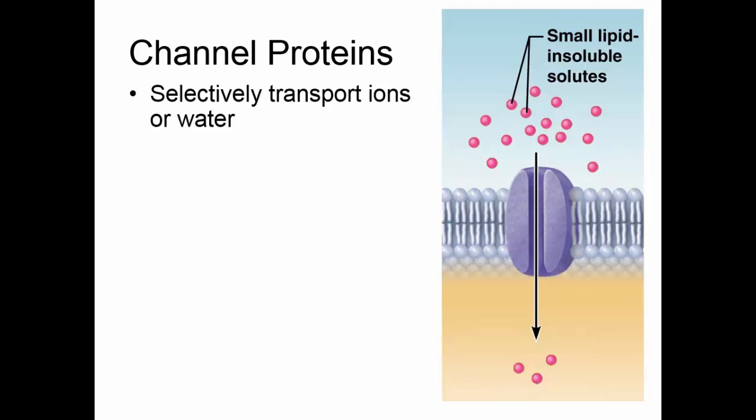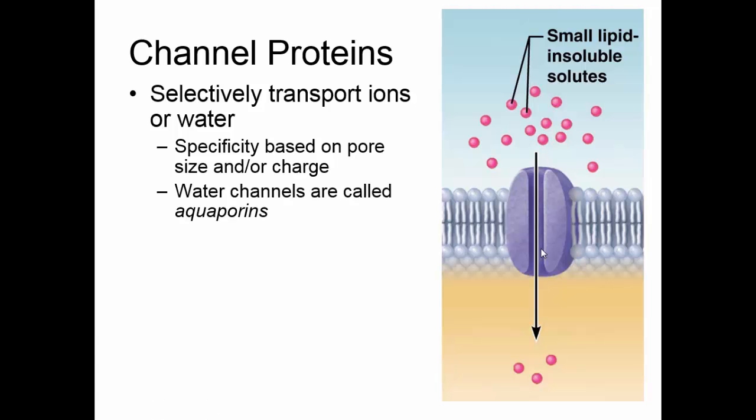Channel proteins will selectively transport certain ions or water. Here we have specificity that's based on the size of the pore, the little hole in the membrane, or on the charge of this membrane. So if this is positively charged, negative ions would go through. If this were negatively charged, positive ions would go through. Water channels are distributed all over the cell membrane because water can move freely back and forth between the intracellular and extracellular fluid. Water channels are called aquaporins.